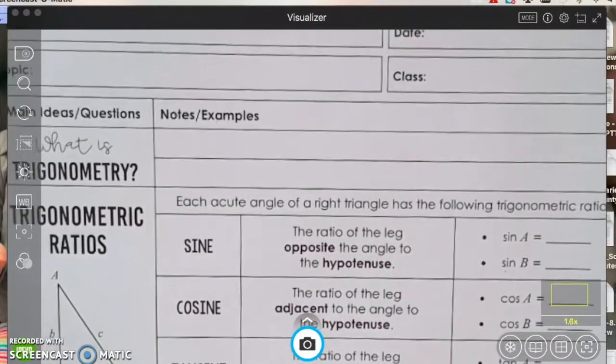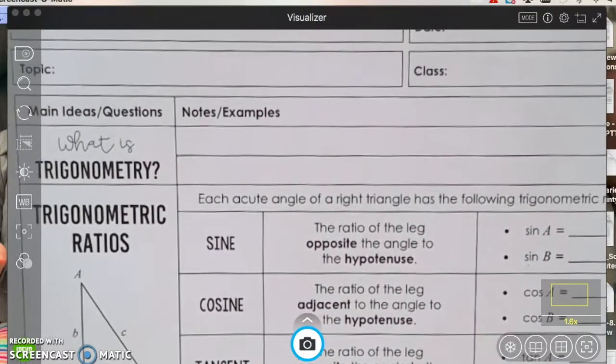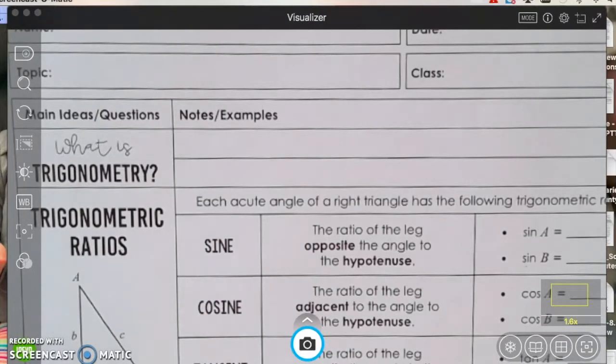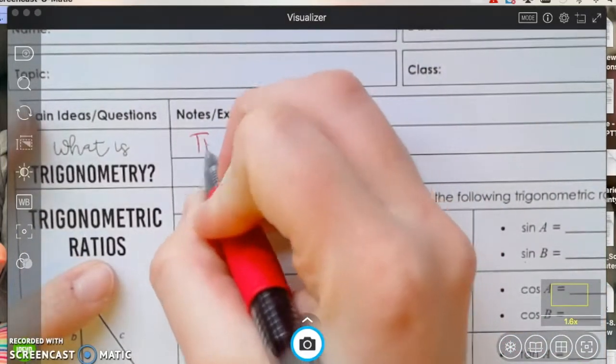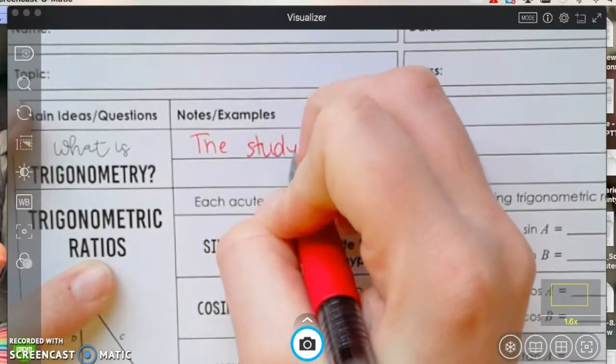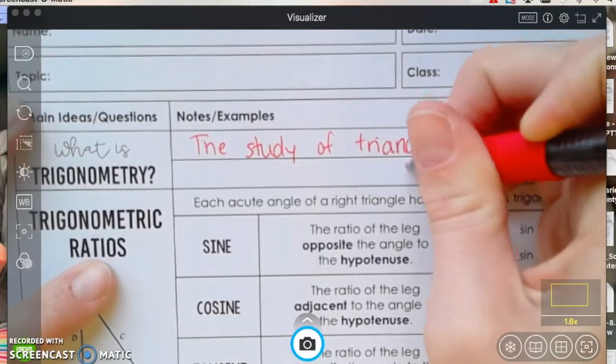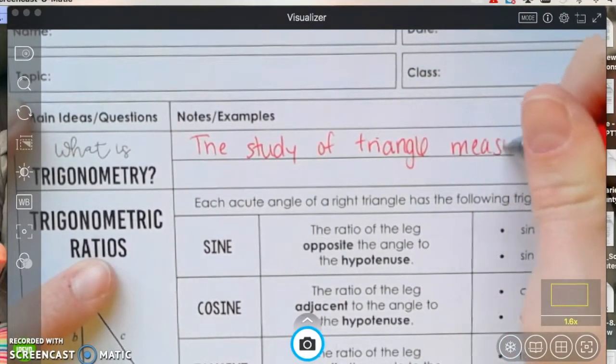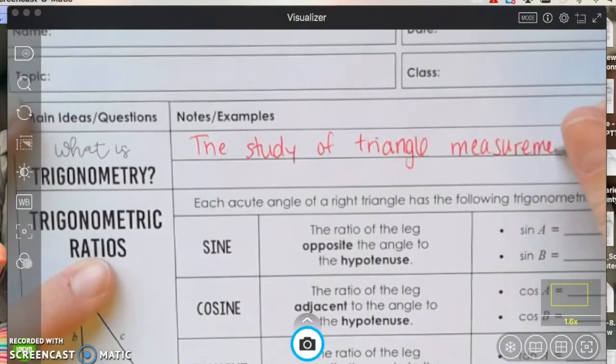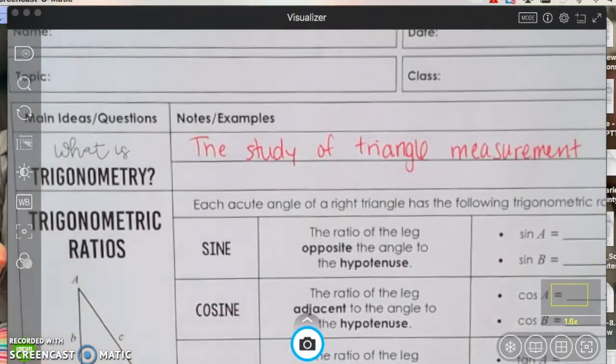All right, we're going to start off today by talking about trigonometry. You might have heard trigonometry before. You might have heard the word trig. So this is what we're actually going to be talking about today, which is the study of triangle measurement. So that's going to be angles and sides.